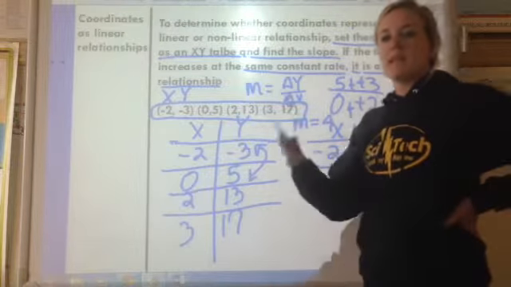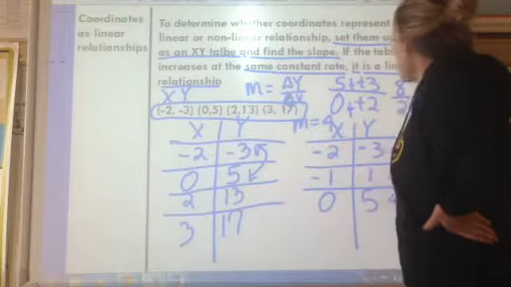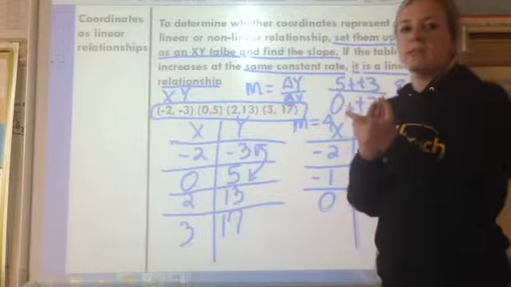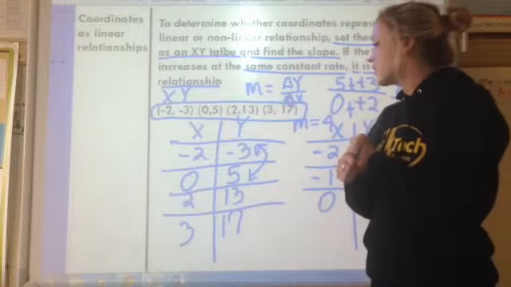If the slope is the same each time, linear. If it's not, nonlinear. All right, guys, let's go ahead and jump right into practice. I'm super excited about this. I think you guys are going to do really well with it, so let's get to it.